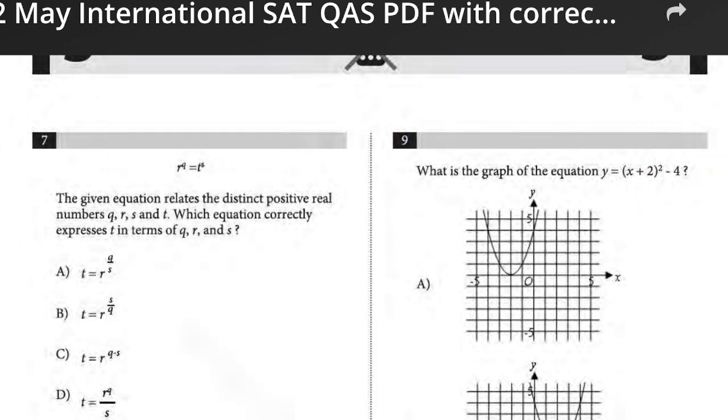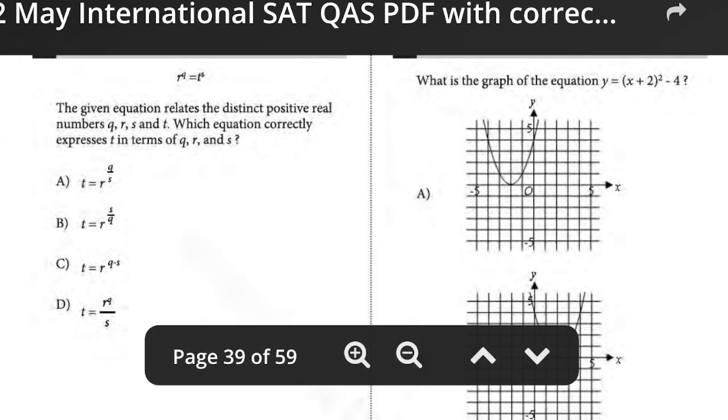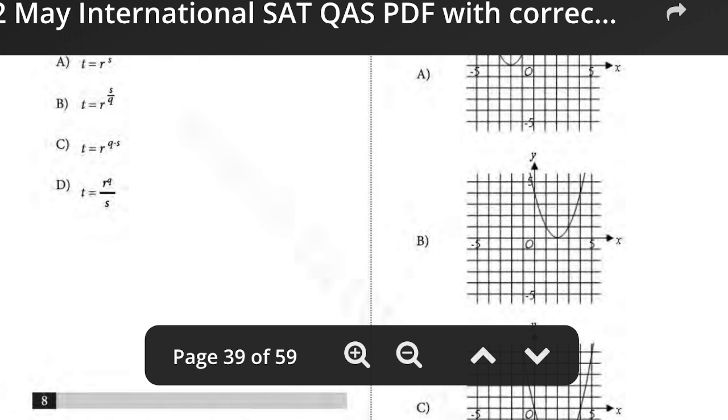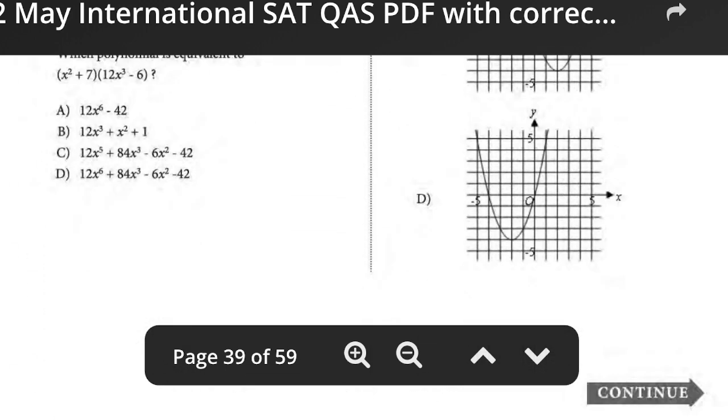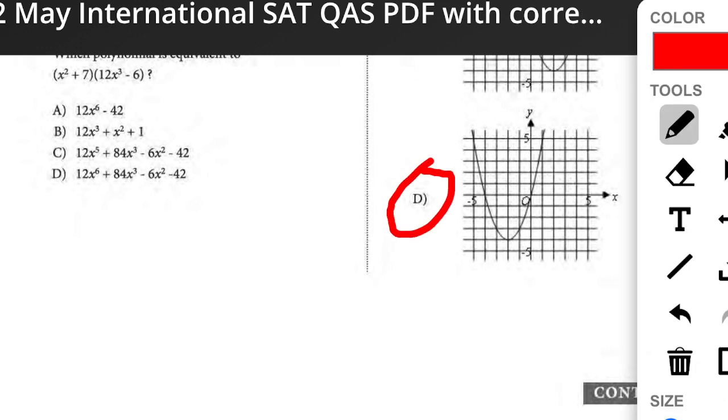Alright, so let's see which one has negative 2, negative 4 as an option. This one has the negative 2, but this is at 0. This one is not negative 2. This one's also not negative 2. This one is negative 1, negative 2, and then 1, 2, 3, 4. Yep, option D has our vertex point negative 2, negative 4. So number 9 is D.